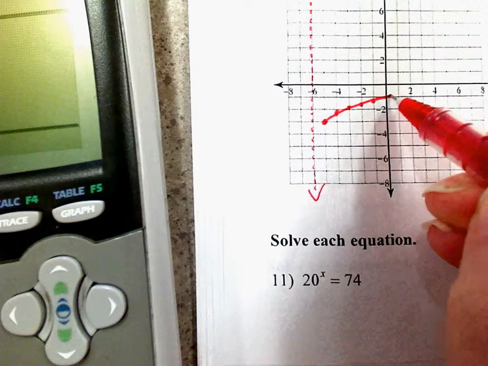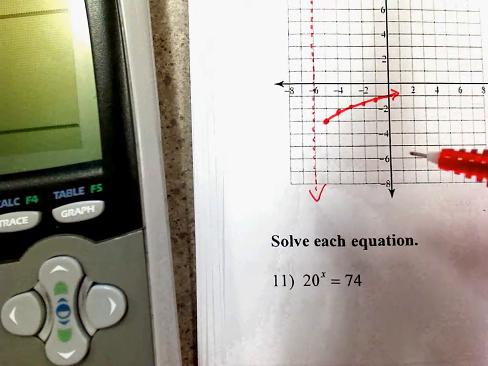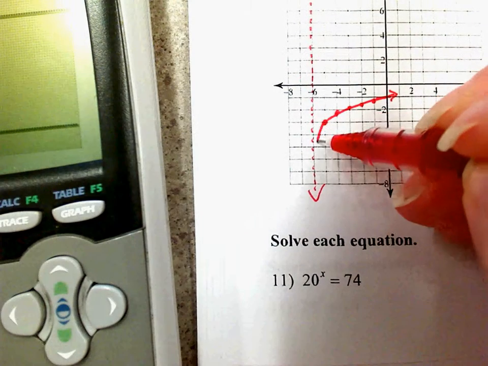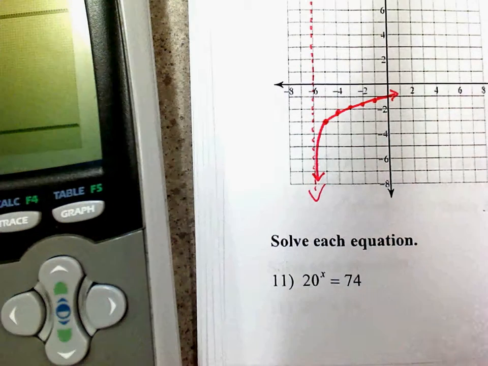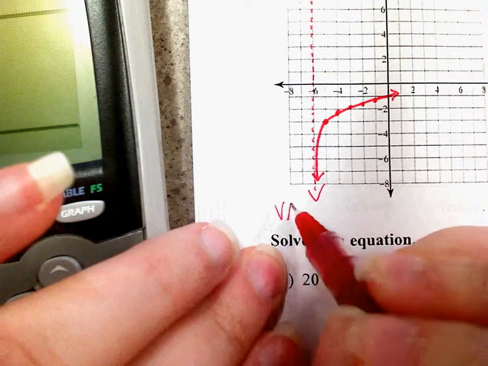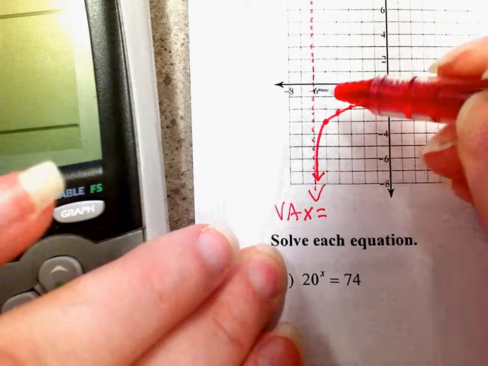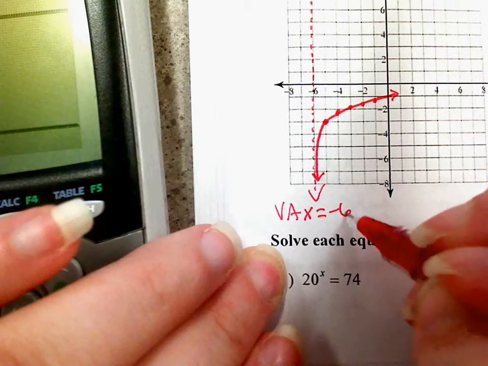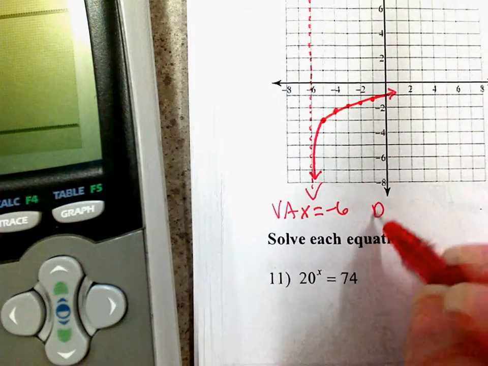Okay, so I know it does this, but is that the only piece of my graph? What happens over here? Okay, so it goes right there. Alright, and there's my vertical asymptote. Good. So if I asked you, you could say vertical asymptote at x equals, what was that? Negative 6.